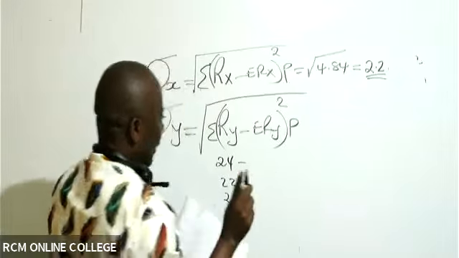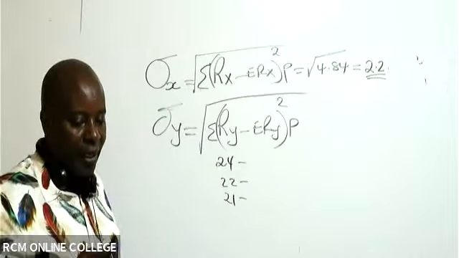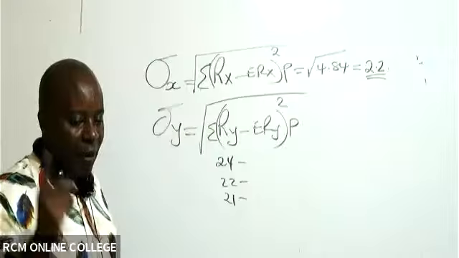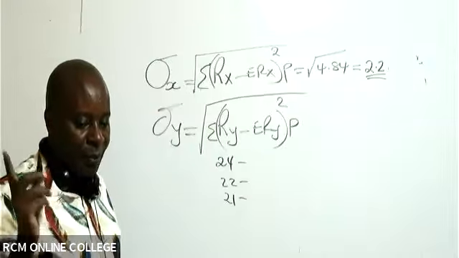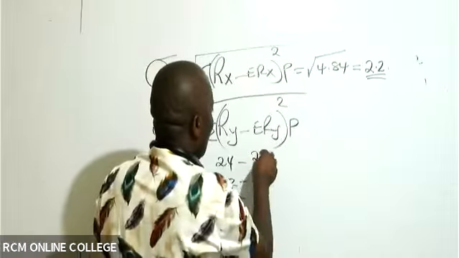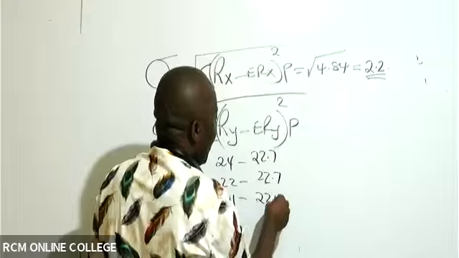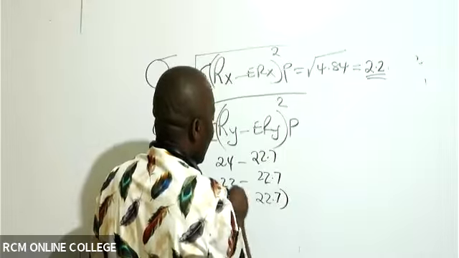The only thing I've forgotten is what we got up there as the expected return of y. We got a figure of 22.7. So this expected return of y will remain constant.